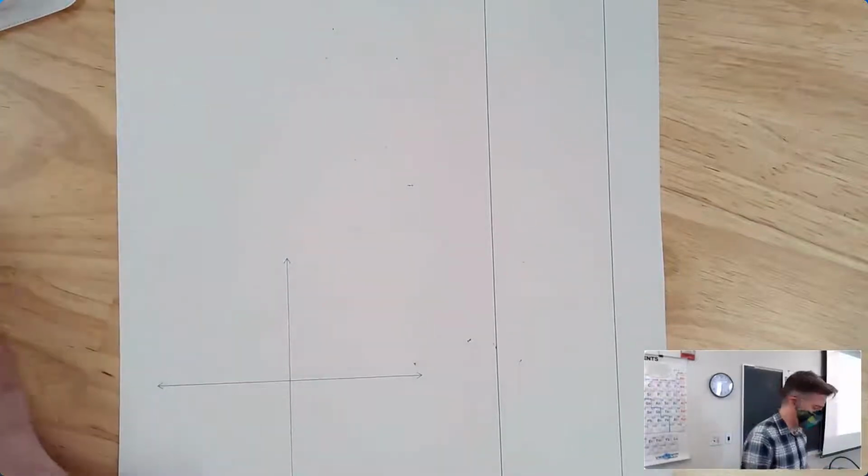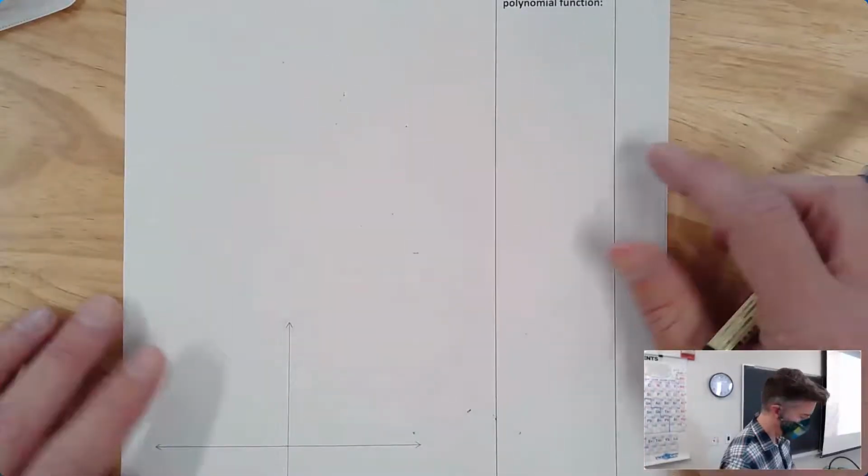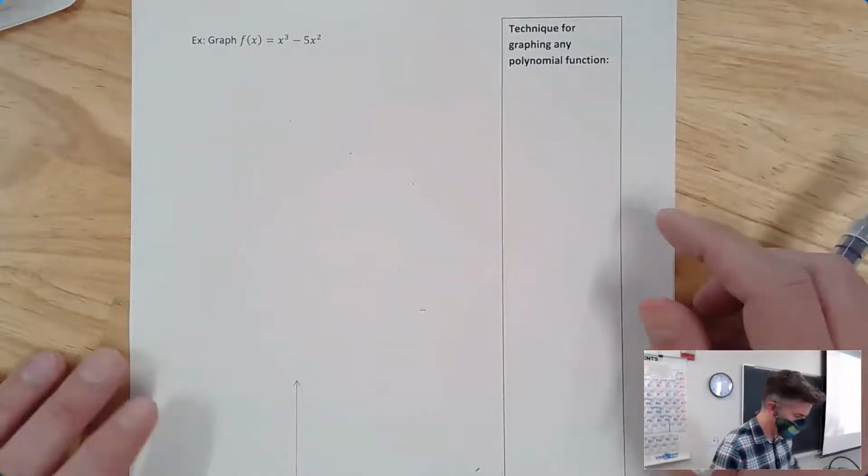So we're flying without the template now. We want to graph f of x equal to x cubed minus 5x squared.